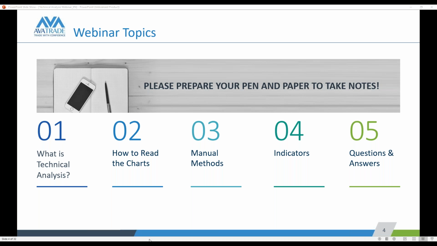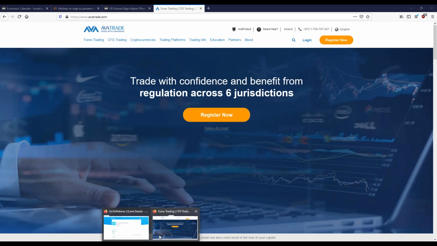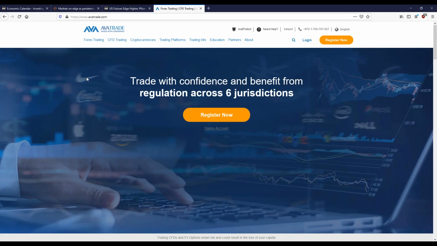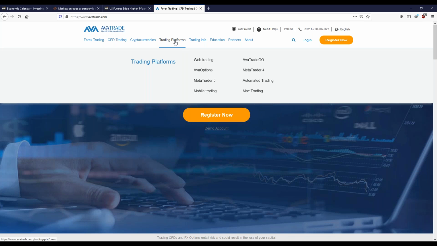So what we see here then, well, first we're on the website. This is AvaTrade's website. Let me first show you where you find the AvaTrade Go mobile app. I think it's important that you know where to find our platform options. So you can see, you can download the PC version of MetaTrader 4 and MetaTrader 5.